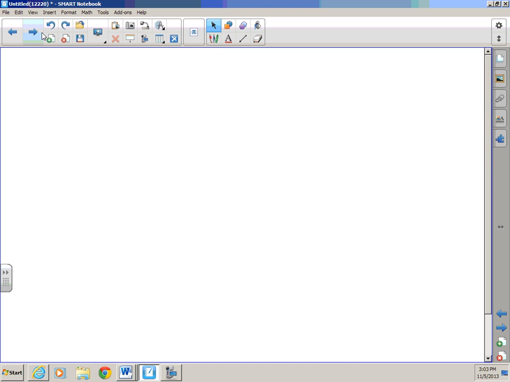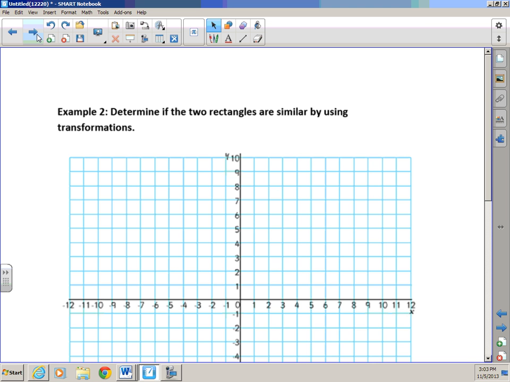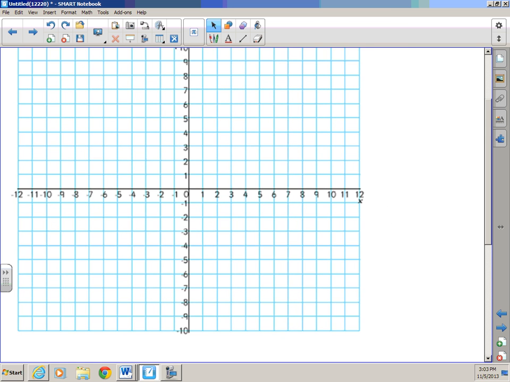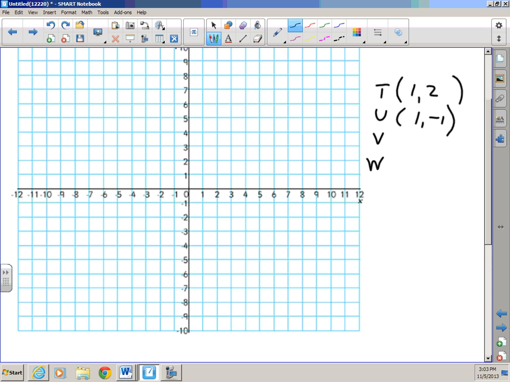Okay, let's go to the next example. Now, I'm going to again give you the coordinates for the 2 figures. So the first one is going to be T, U, V, W. T is the coordinate 1, 2. U is the coordinate 1, negative 1. V is the coordinate 6, negative 1. And W is the coordinate 6, 2.